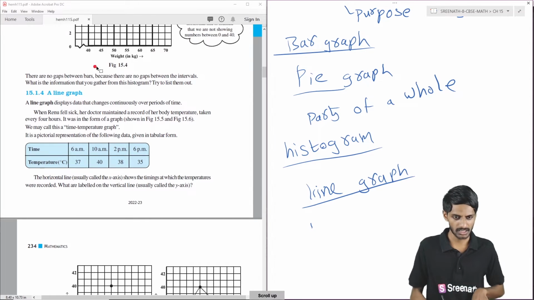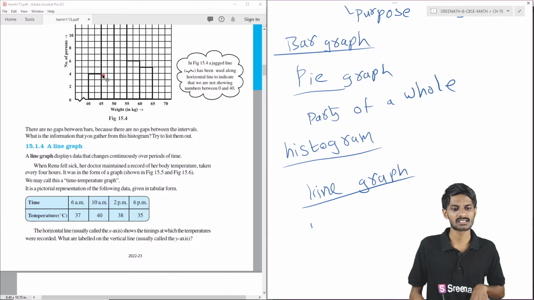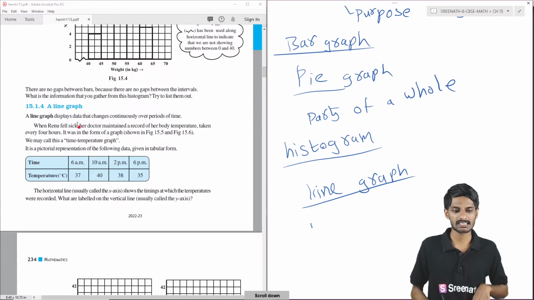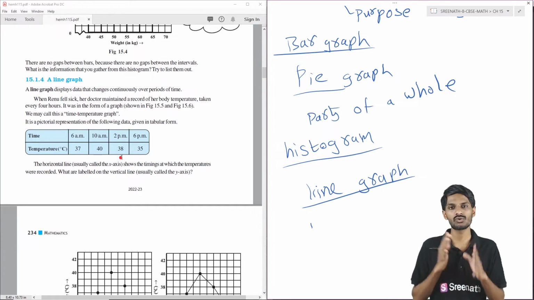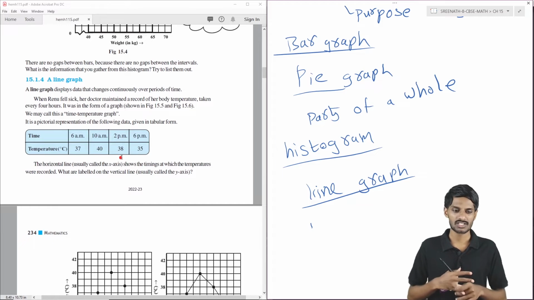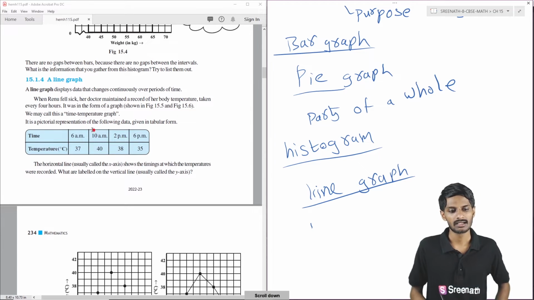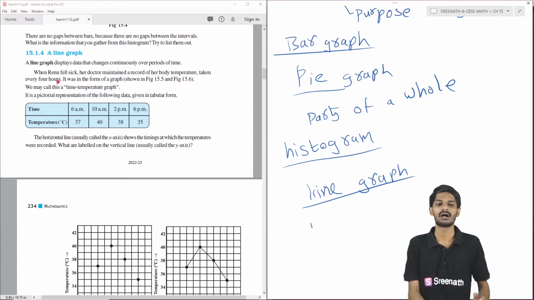Sometimes, if you see, the data is fixed for a certain time interval. Here also the data is fixed for a certain time interval. But in this line graph, students, the data changes continuously. To represent this, here is a line graph for Renu. She fell sick, students, so the doctor is measuring her body temperature at different times.